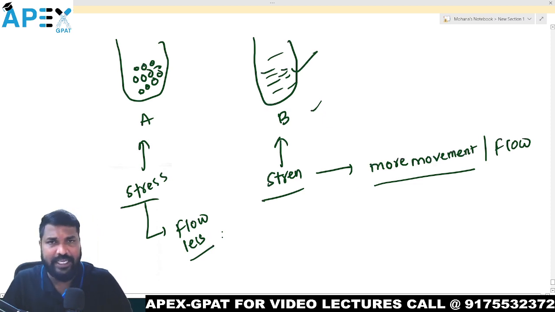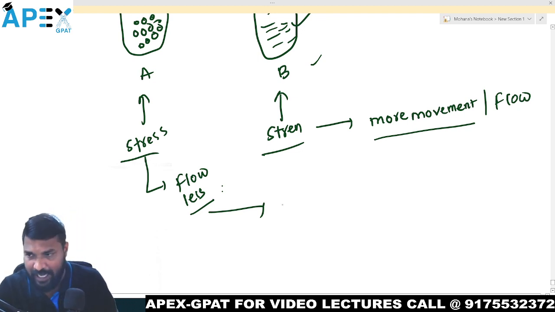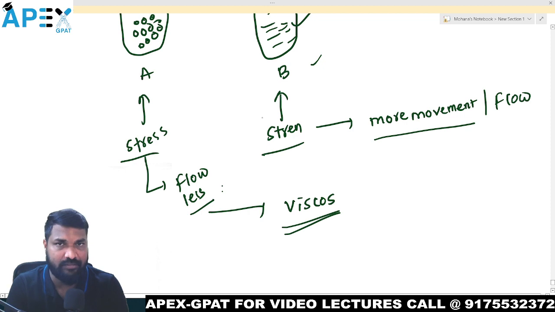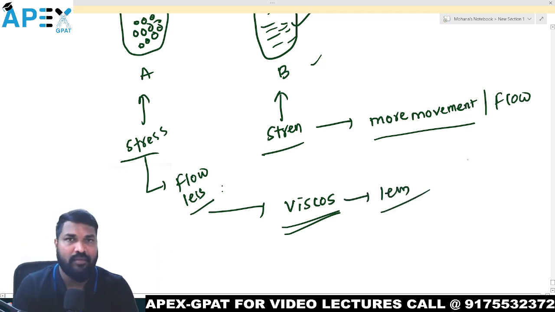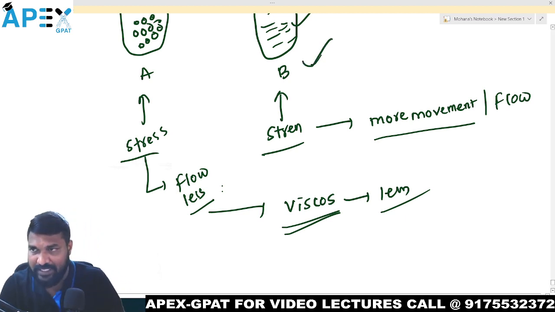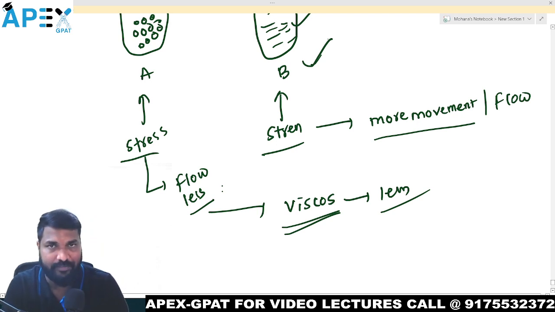Yes, the reason is that in beaker A, the liquid is viscous. Due to the viscous liquid, the flow is less. I can say here the person is chubby, that's why the movement is very less. He cannot move. And here the person is not chubby, that's why the movement is very good.